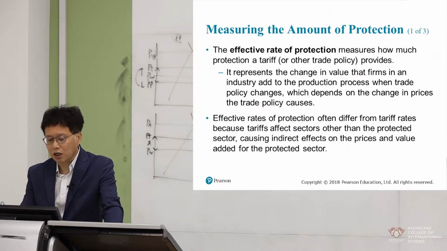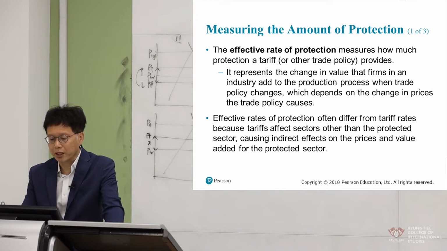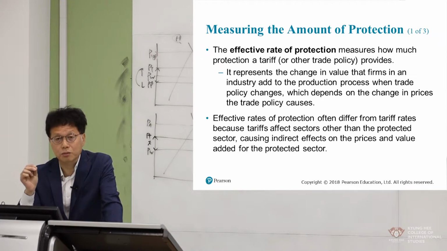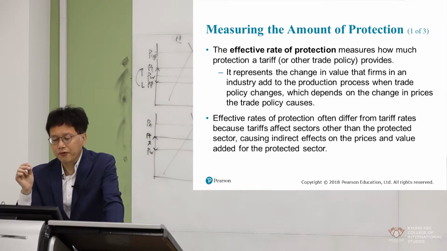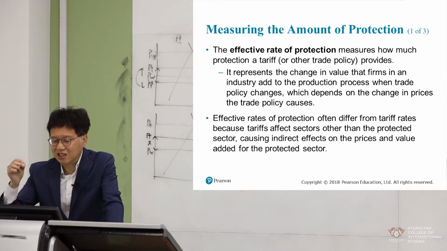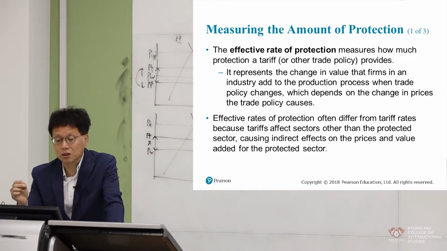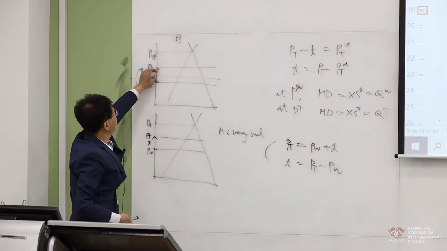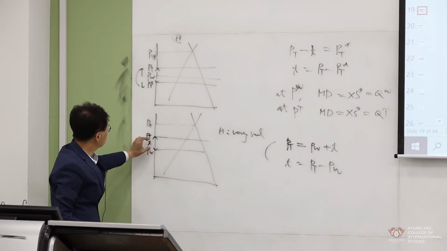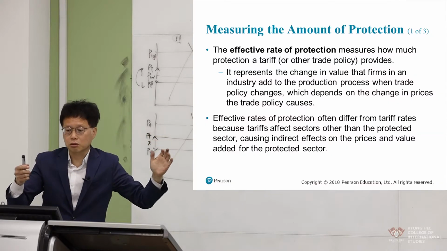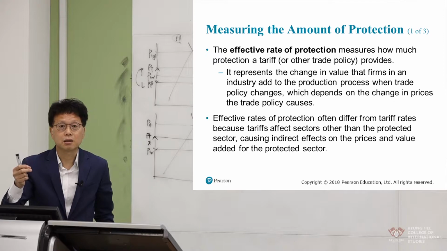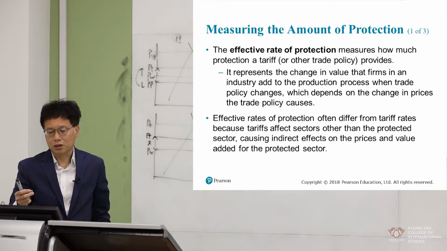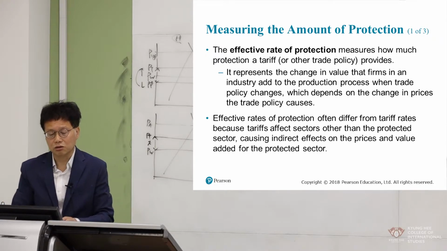Effective rate of protection measures how much protection a tariff provides. The tariff rate is a nominal rate of protection, and the effective rate of protection means the real impact of the tariff in real terms instead of nominal terms. So a 10% tariff is nominal. A 10% tariff means, for example, for small countries, the domestic price goes up by 10%. But the effective rate of protection is different in real terms.